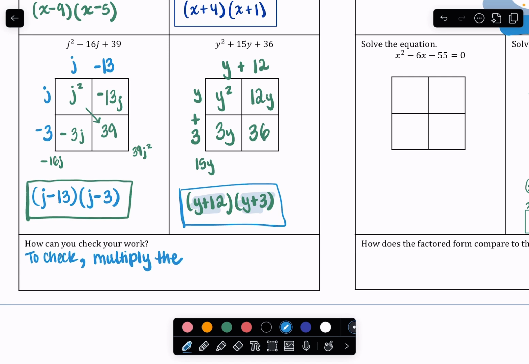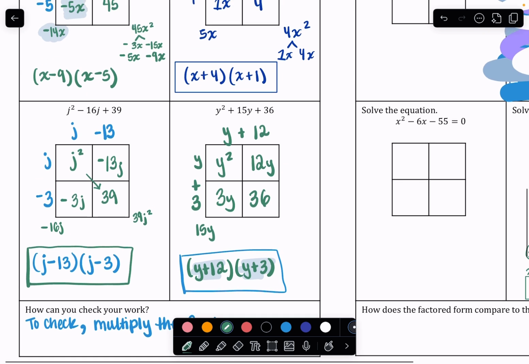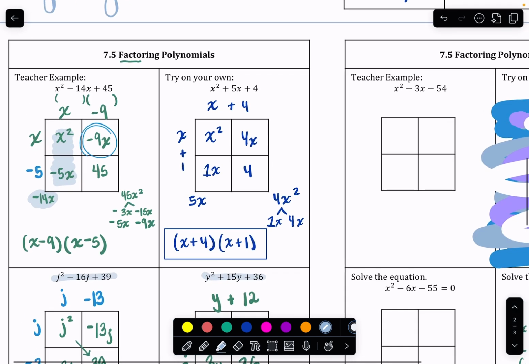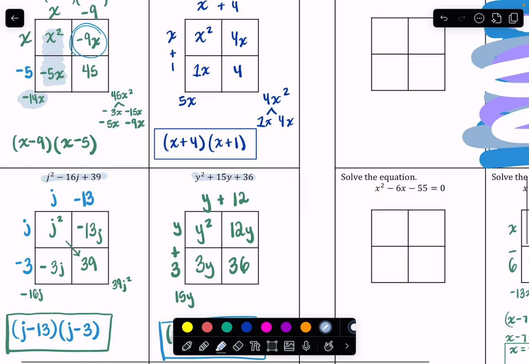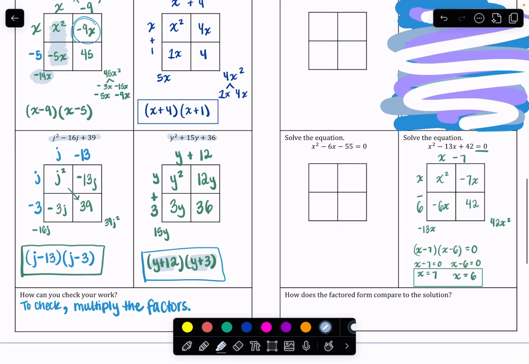So to check your work, multiply the factors. Now you guys, I'm not perfect, and I love it when you guys get to catch my mistakes. So I want you to go back and multiply these factors together. Make sure that they equal what we originally set out for, the polynomials provided. That's a great way to check your work. You can multiply them by either using the FOIL method or the box method.